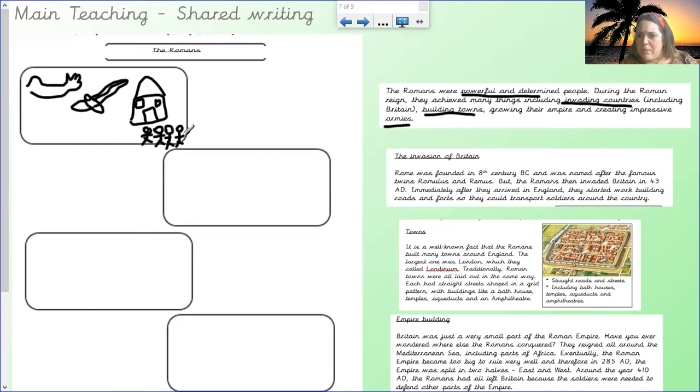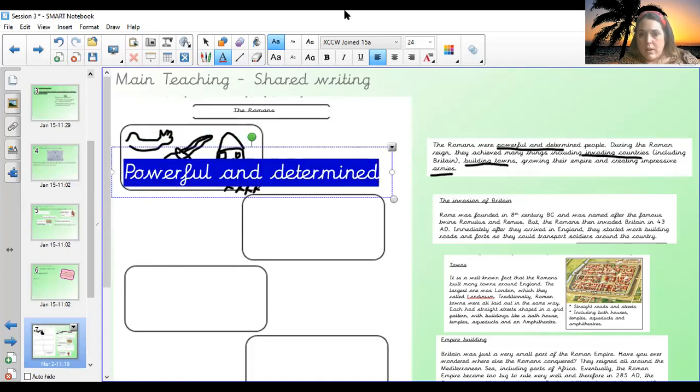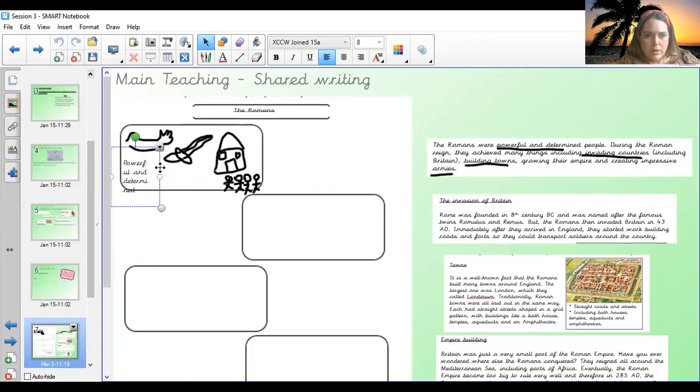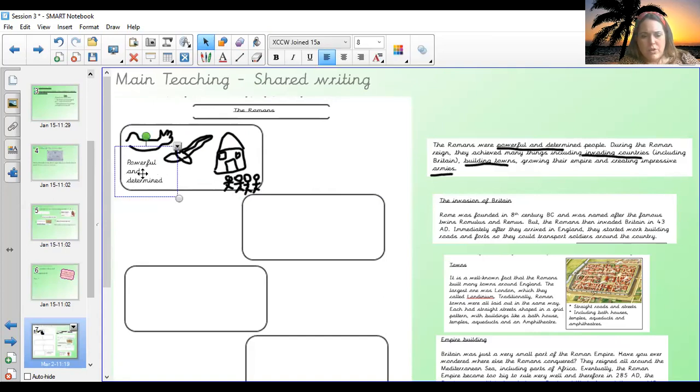Okay, which vocabulary would I like? I like powerful and determined, so I'm going to add that in. Powerful and determined. Let's make that really small. Powerful and determined. Anything else I would like? Or I might actually use the word impressive. Impressive armies. A nice word, isn't it?